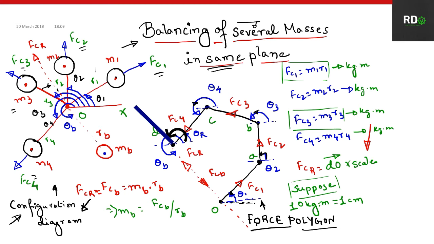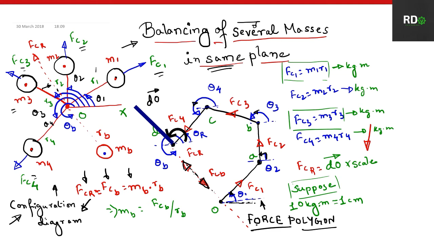And finally we come to a point D where we close the polygon using D naught. As you can see, this line D naught vector is the closing line in the force polygon. So we obviously know this will be the direction of the FCR, the resultant centrifugal force. So the equal and opposite force, that is FCB, will be just like I have shown, opposite of FCR. So your FCR will be equal to FCB, and FCB is nothing but MB into RB, is it not?